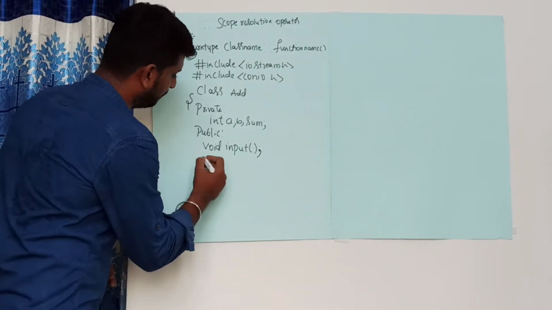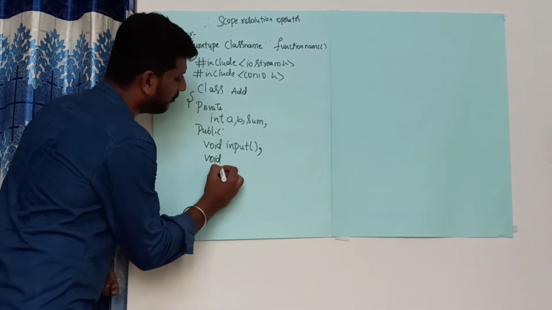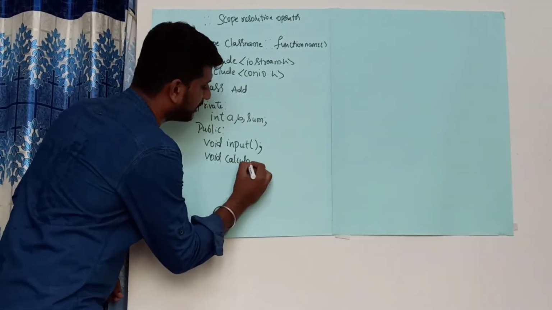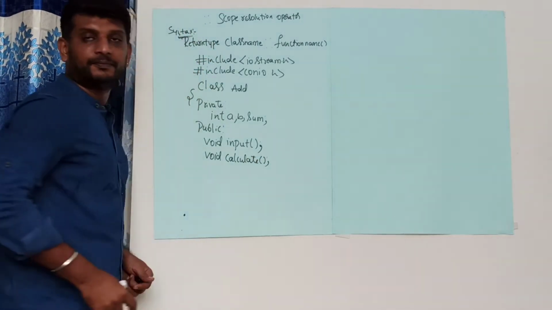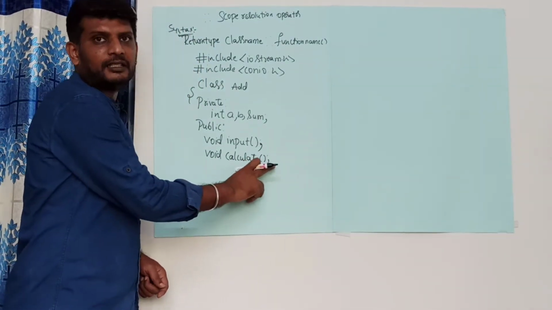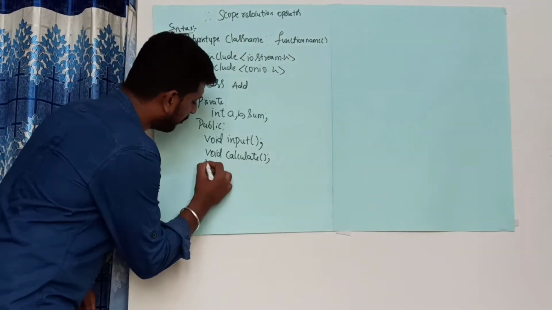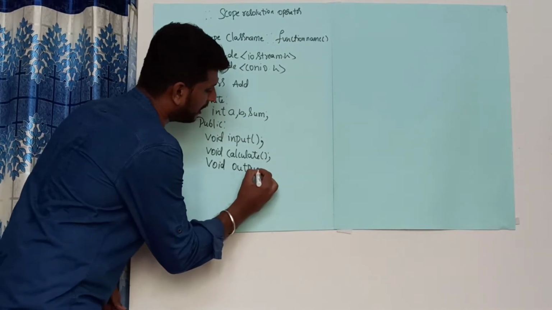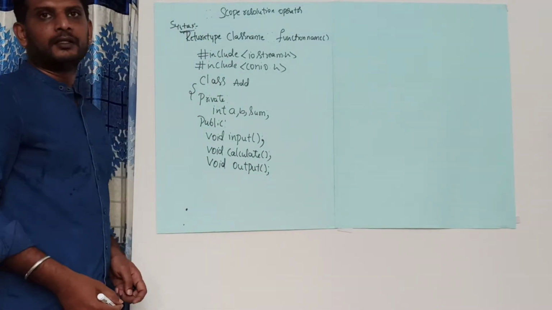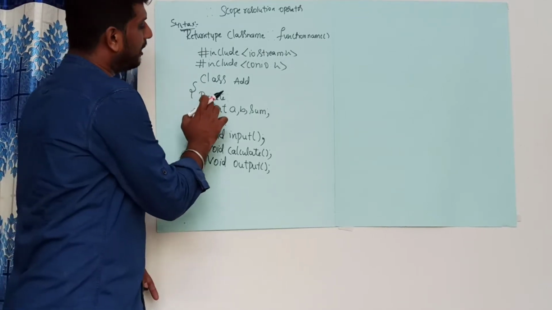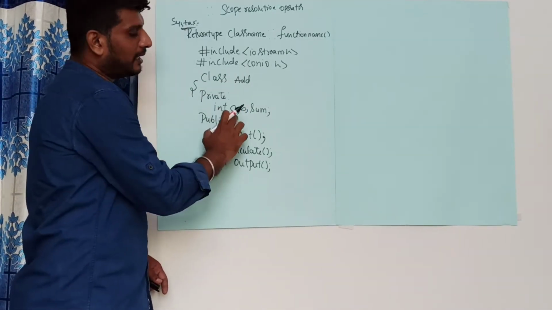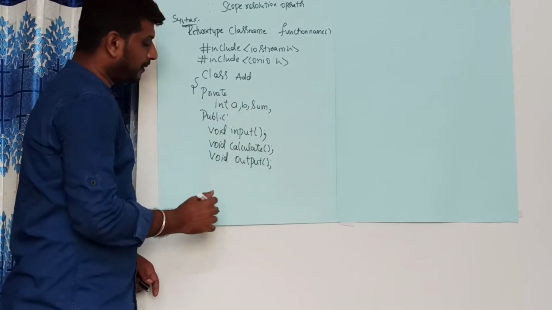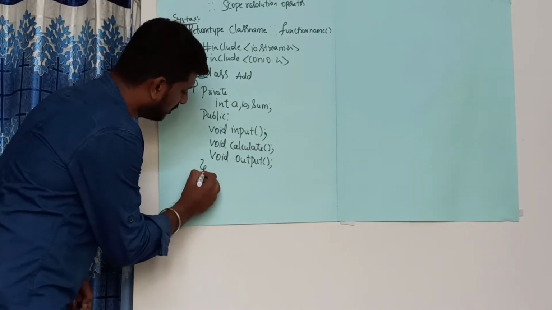Next, after input, it is for calculation. So I will declare another function called void calculate. Once you declare the function, make use of the semicolon. Next, again for output, I will declare another function, void output, or else you can write any user defined name. Now I have created a class with the name add and declared the variables. In the public section, I have just declared the function names. Once you do this, close the class.